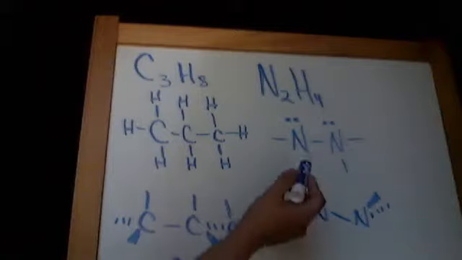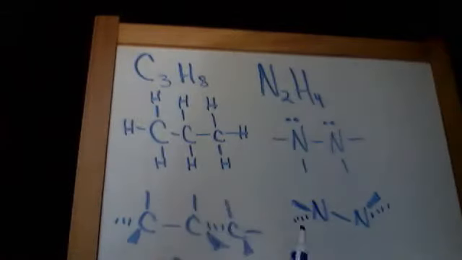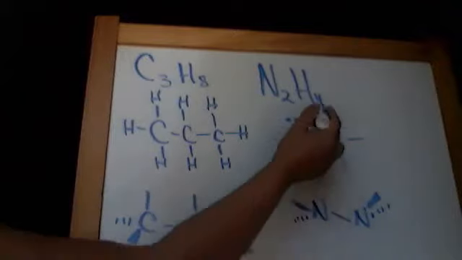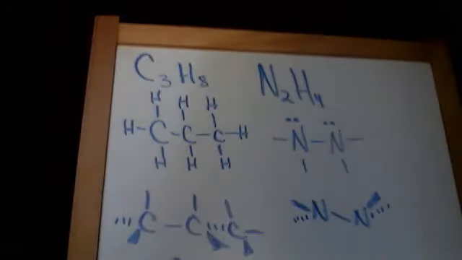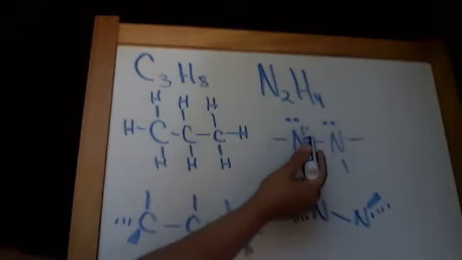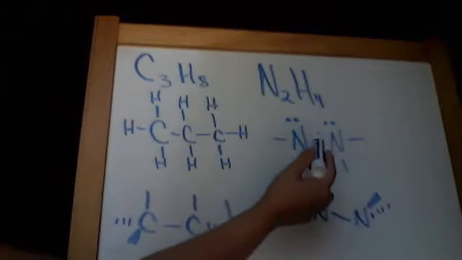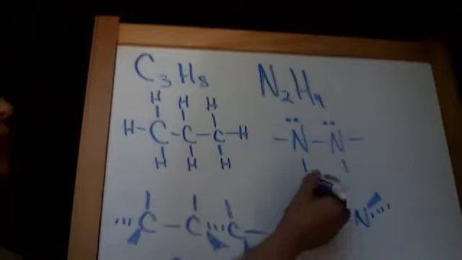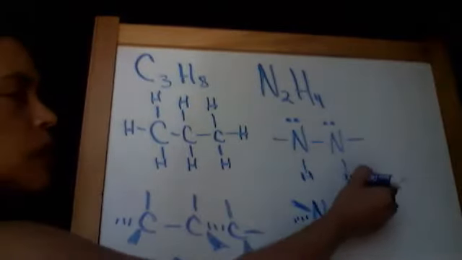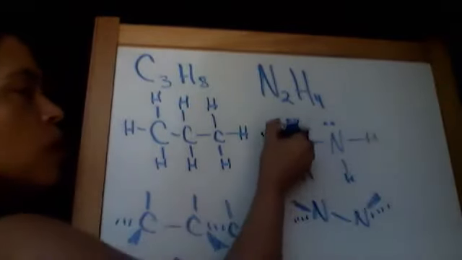The next molecule that I have has 2 nitrogens and 4 hydrogens. My Lewis structure is telling me that each nitrogen is going to have 3 bonds, and each nitrogen is going to have 1 lone pair of electrons. So the rest are going to be hydrogens.